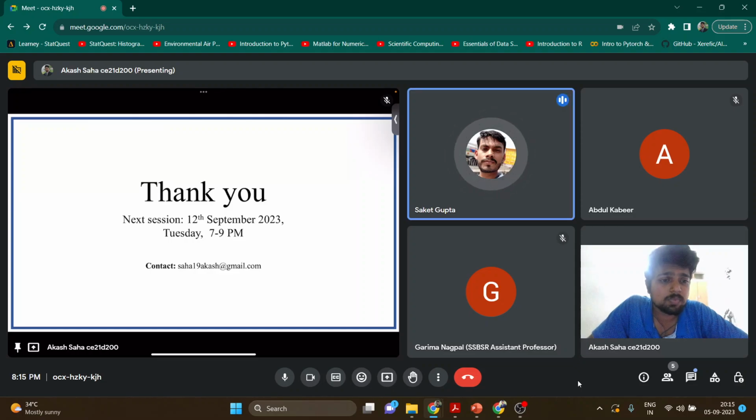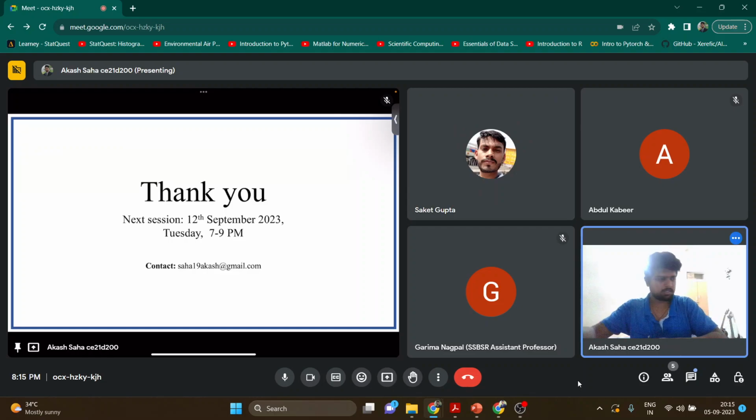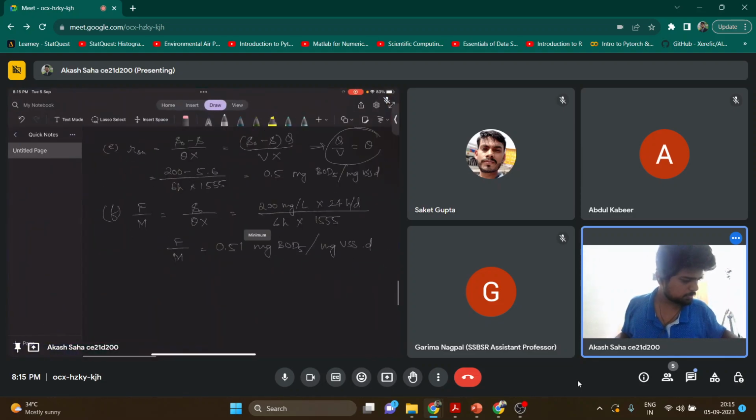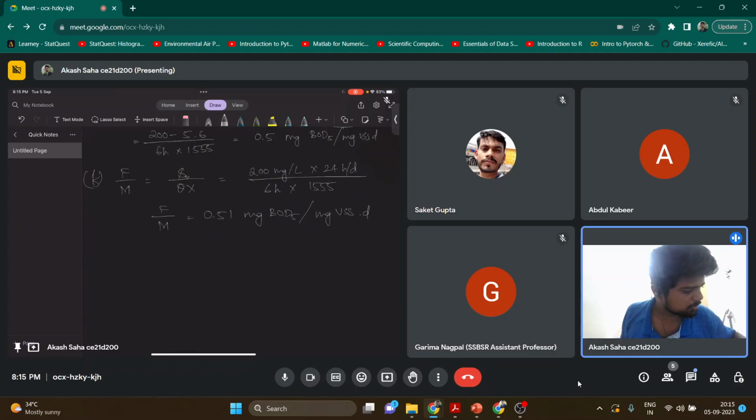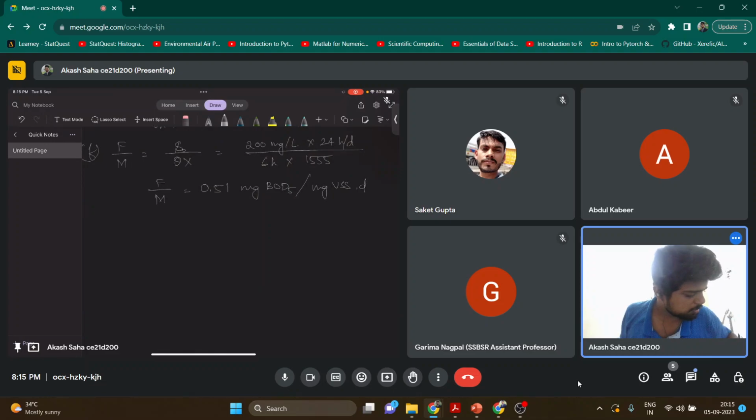Sir, can you explain rotating biological contactor? Rotating biological contactor, right? Okay. Just a minute. So I will briefly discuss what a rotating biological reactor is. In this we have a shaft, and on this shaft some circular plates are fixed. So this is the side view. This is my shaft, and these are all my circular plates. So the front view will be like this.